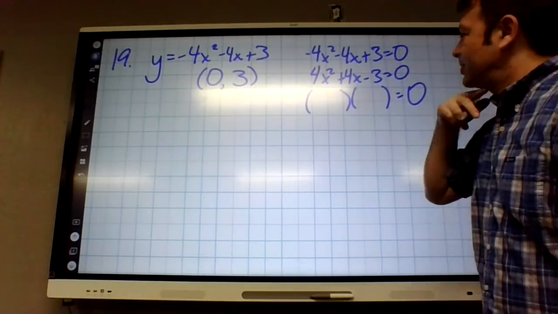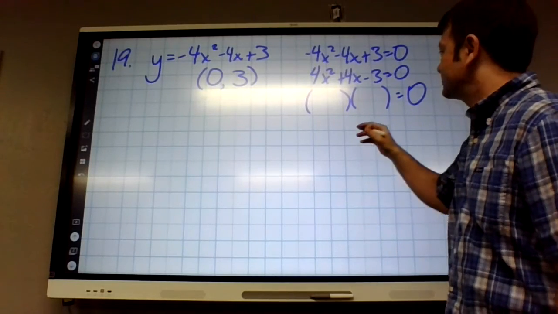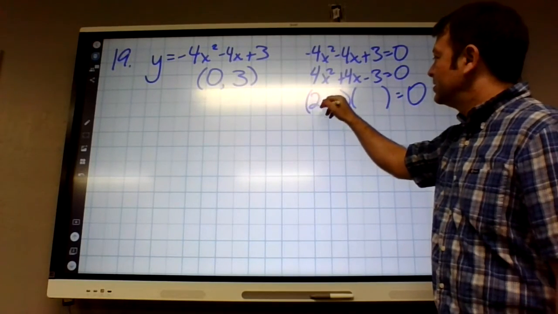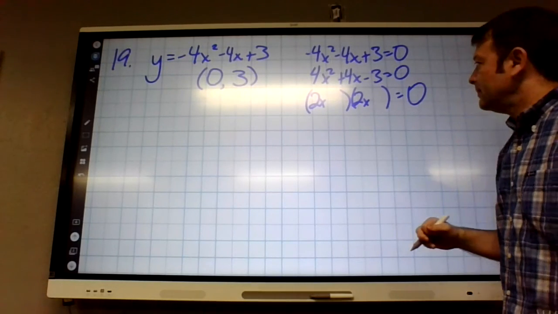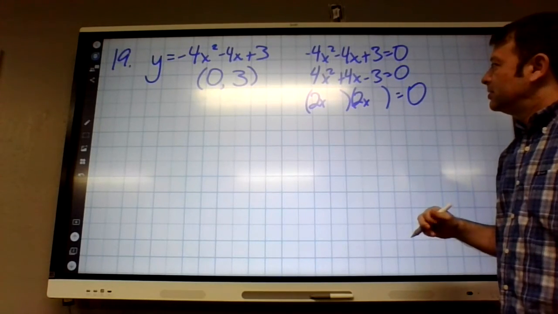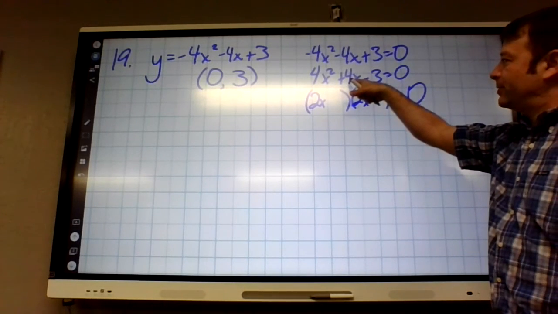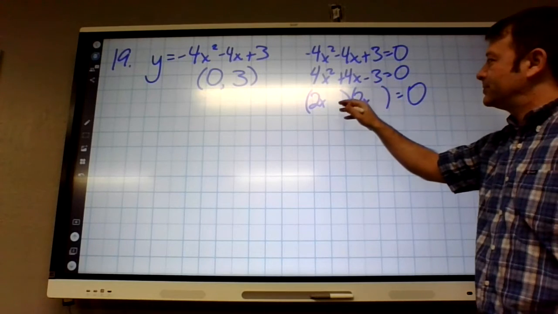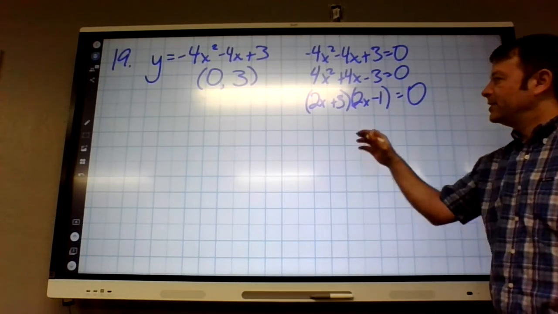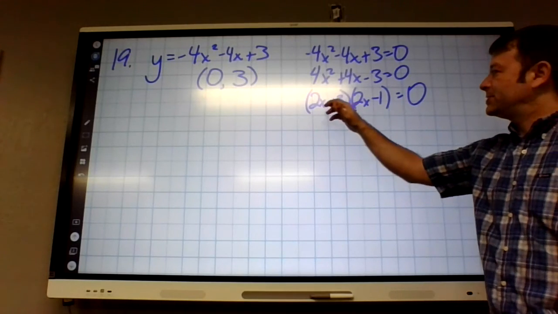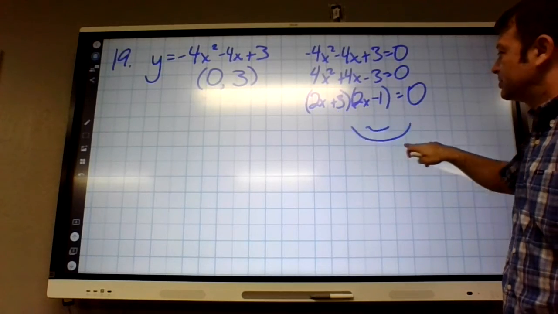Okay, so what goes into 4x squared? It's either 4 and 1 or 2 and 2. What would you guys guess? 2 and 2. What goes into -3? 1 and -3 or -1. Yeah, so it's a positive 4 that I'm going for, so I probably want the 3 to be positive, and then the 1 to be negative. So the inside is 6, the outside is -2, that adds up to 4. So it's 2x plus 3 times 2x minus 1.